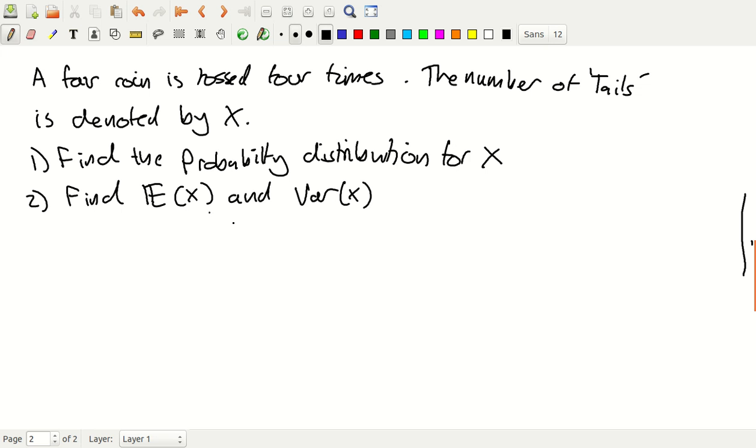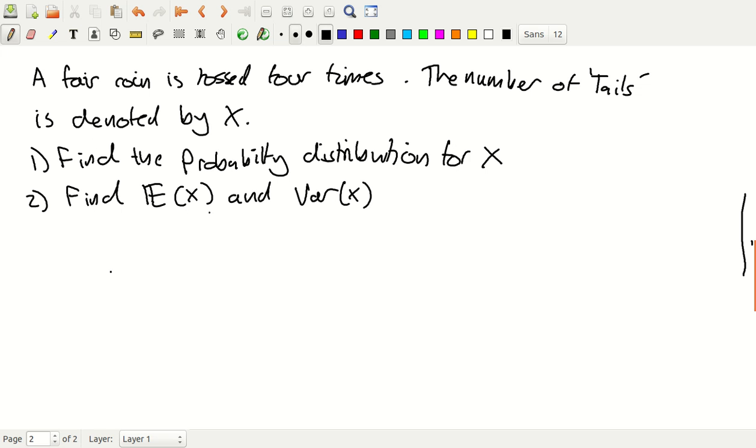Okay, here we have another random variable question where again the variable is defined in a combinatorial way. We have a fair coin, which is tossed 4 times and the number of tails is denoted by capital X. Find its probability distribution and then its expected value and variance. Please do pause the video and have a go.